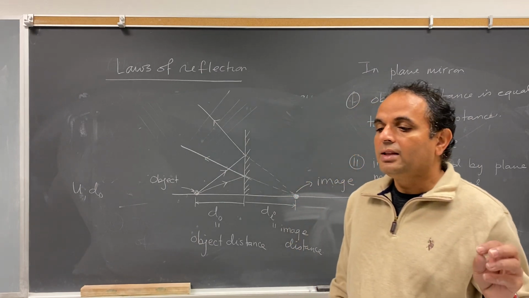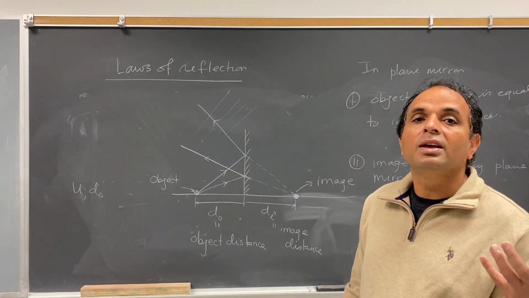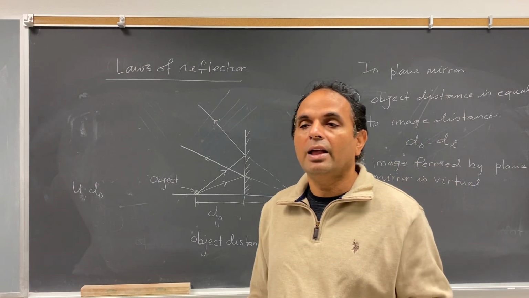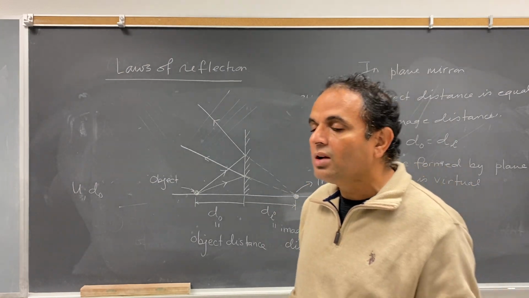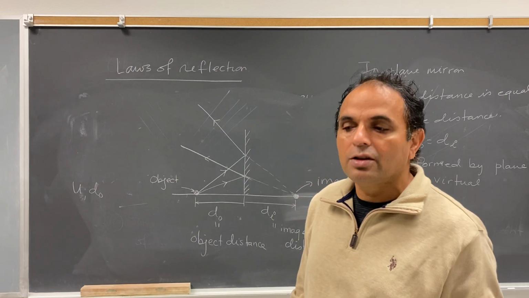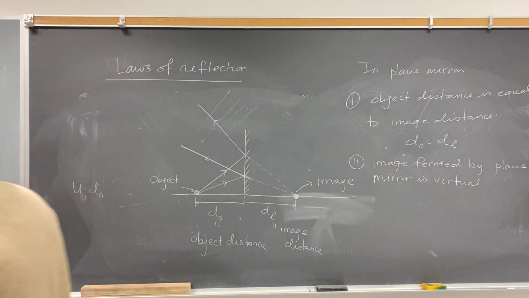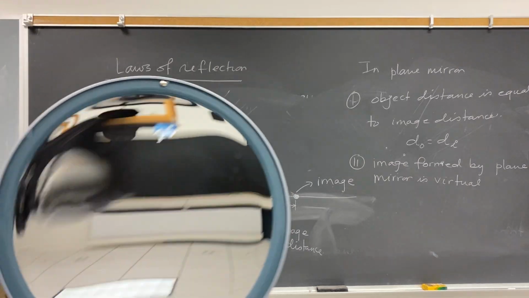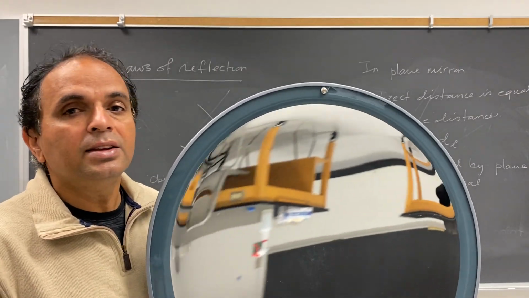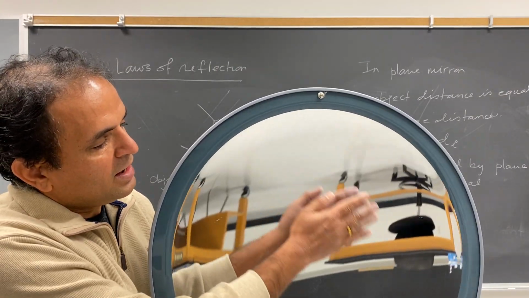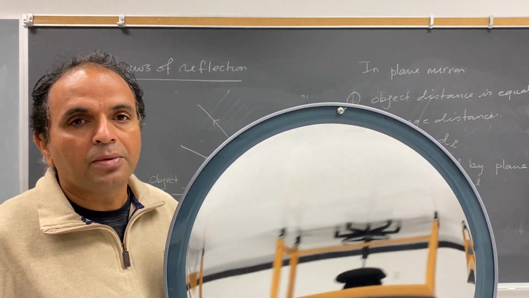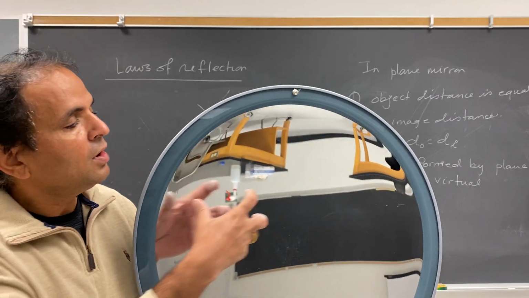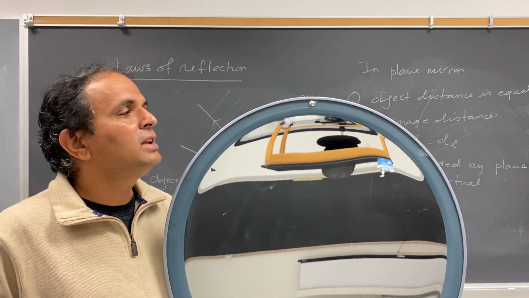Okay, and there are other mirrors which we call spherical mirrors, like the convex mirror and concave mirror. I am not going to talk about the convex mirror and concave mirror today, but I can show you this mirror. Look at this mirror. This is not a plane mirror. Look, this is like a cave here. So this mirror is a concave mirror. We call it a spherical mirror.